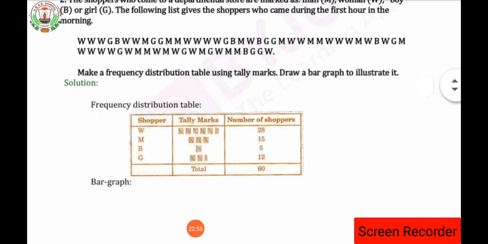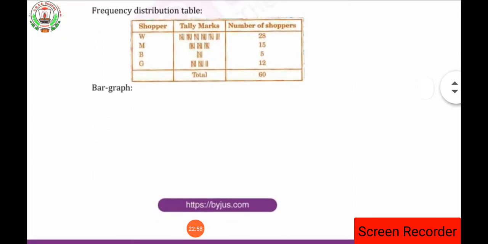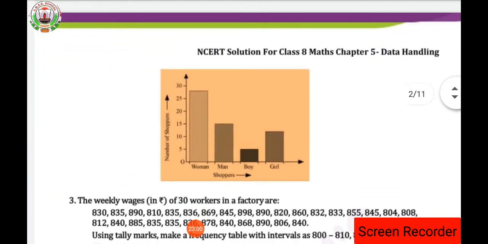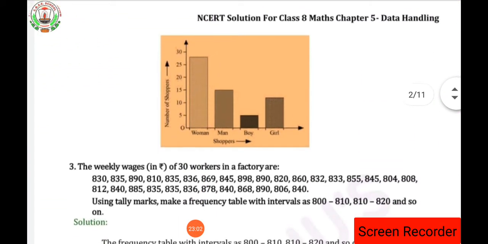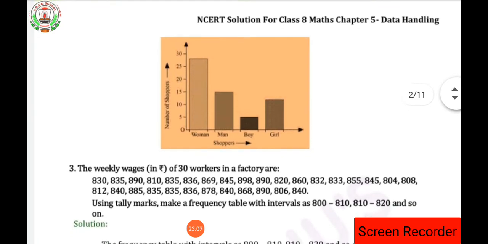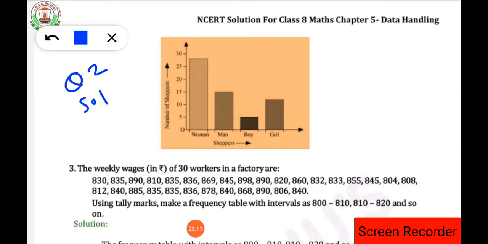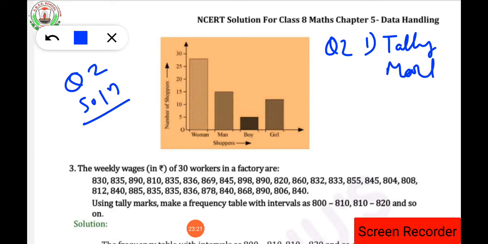Clear students? So in question number 2 again it is asked to draw the bar graph. Isn't it? Here it is asked to draw the bar graph. So we are going to draw the bar graph for that. This is the solution for question number 2 itself. In the first part of question number 2 it is asked to draw the tally marks, isn't it? And in the second part it is asked to draw the bar graph. So the tally marks we had already drawn. Let's see the bar graph.